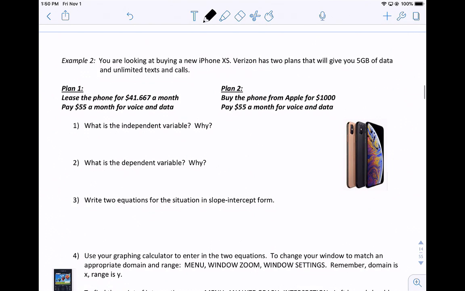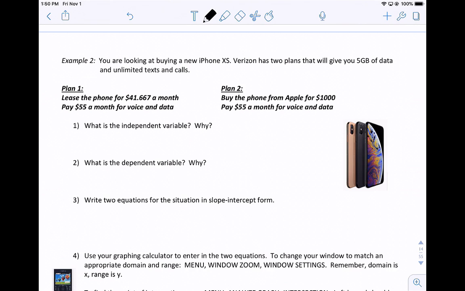So example 2, you're looking at buying a new iPhone XS, Verizon plans that give you 5 gigs of data and unlimited text and calls. Okay, so here's the first plan. Lease the phone for about $41.67 a month and pay $55 a month for voice and data. You can buy the phone from Apple for $1,000 and pay $55 a month for voice and data.